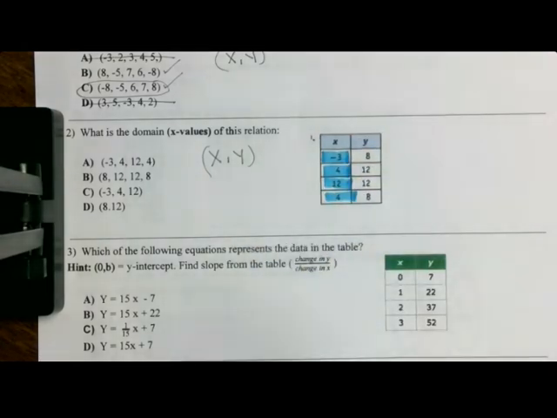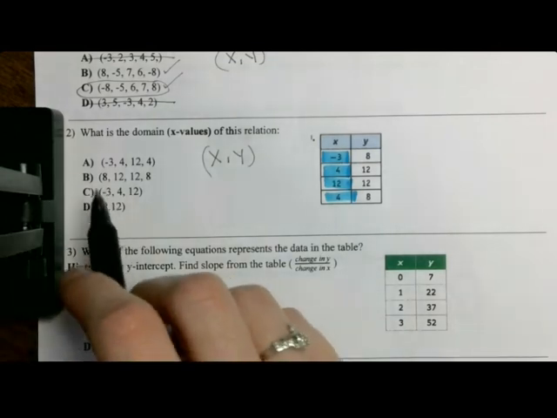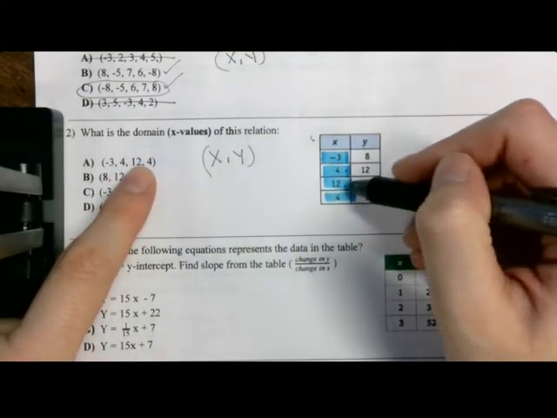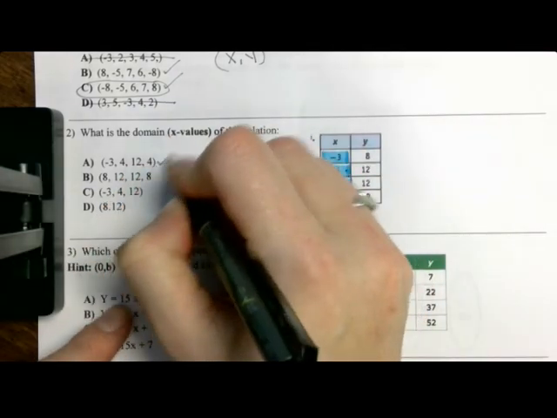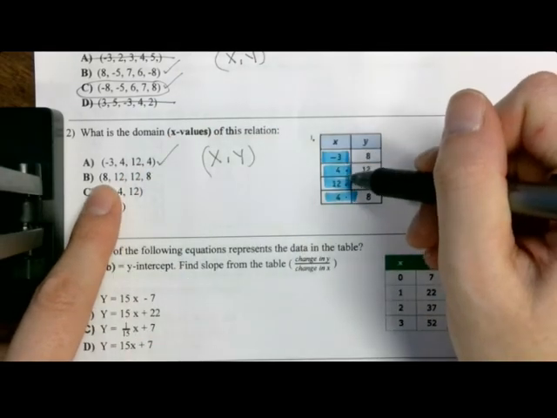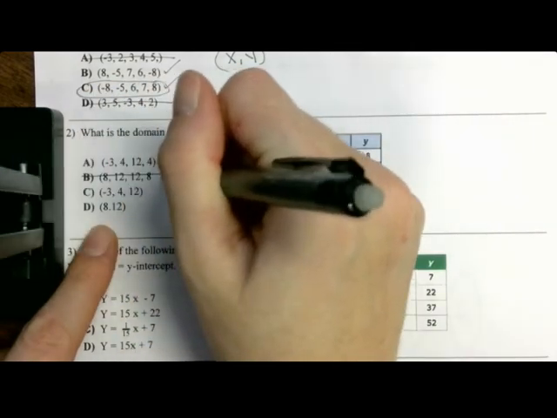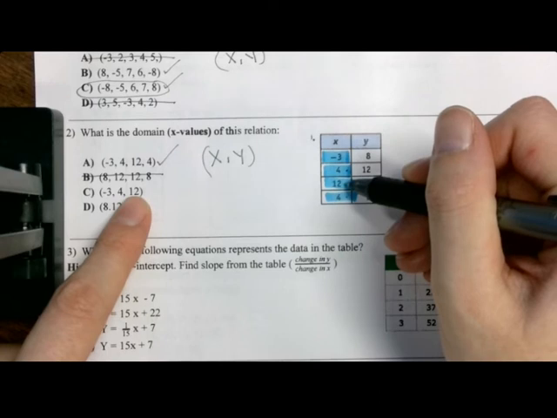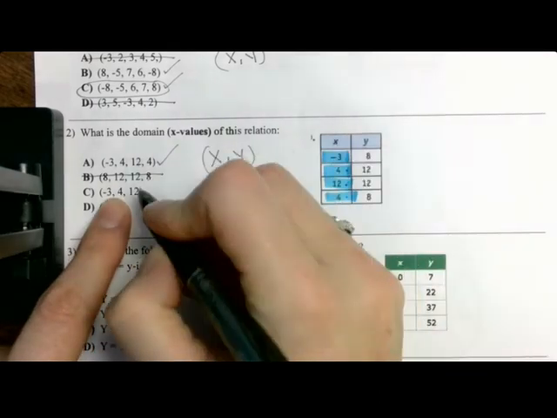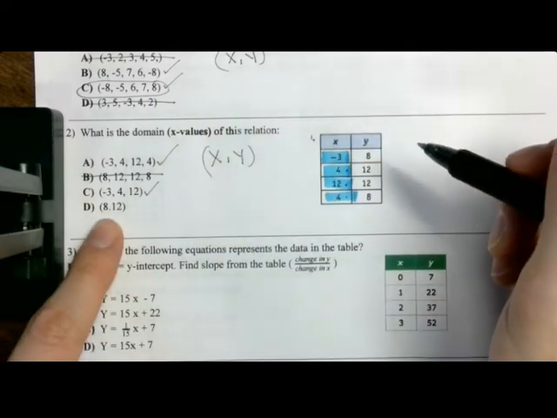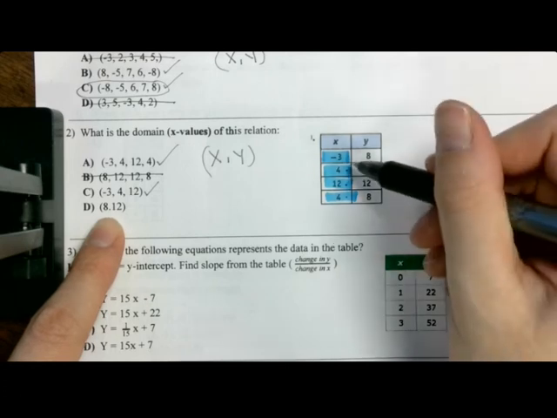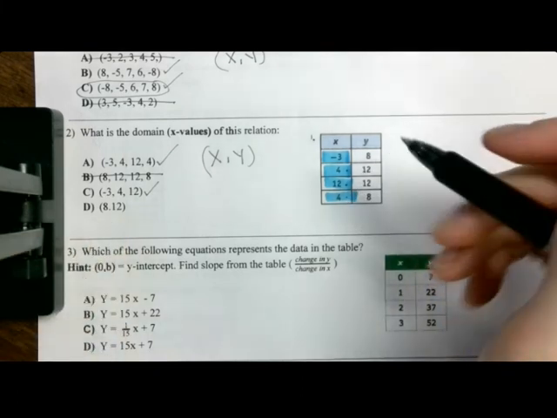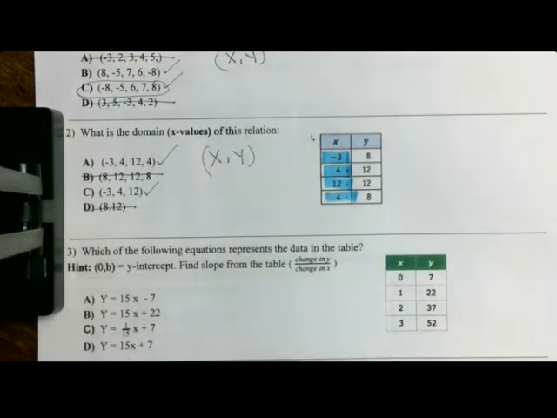All right. So let's see what we got here. -3, good. 4, good. 12, good. 4, good. Okay, the first one has it. 8, there's no 8. -3, good. 4, good. 12, good. And then that 4 is with the original 4, okay? D is 8.2, or sorry, 8.12. 8 and 12 hundredths. So probably not, okay?